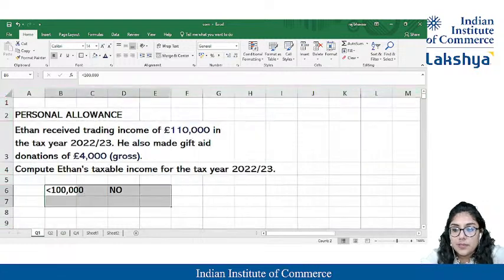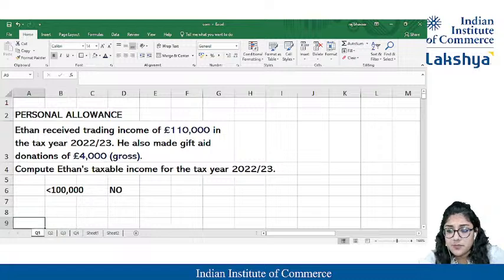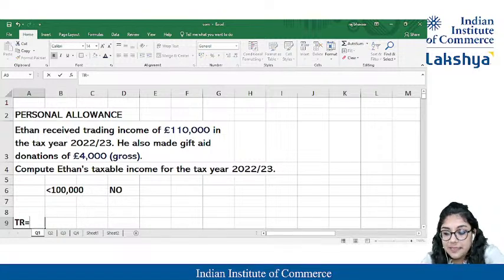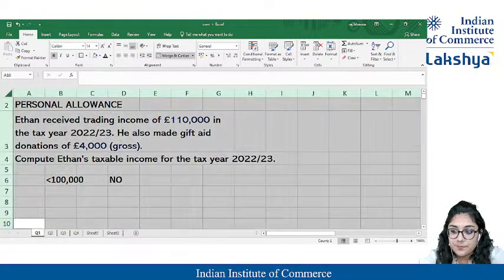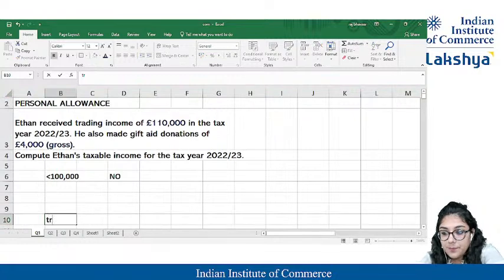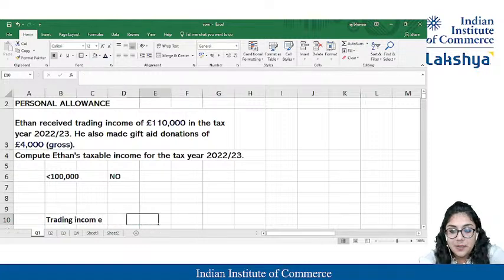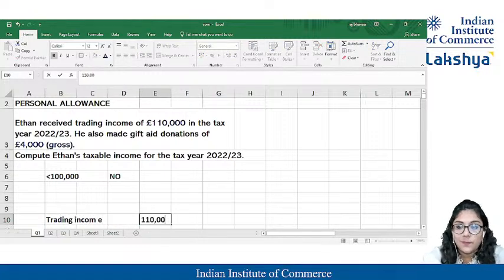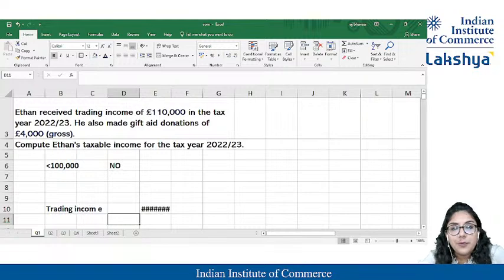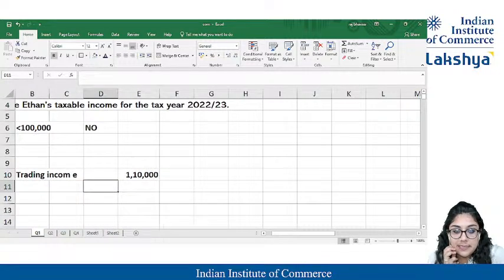Okay, so what I can do is over here, my income is not done. If I want to check the taxable income, I will write first of all, what is my trading income, guys? My trading income turns out to be 1 lakh 10. Yeah, cool. After writing that, you're supposed to understand.